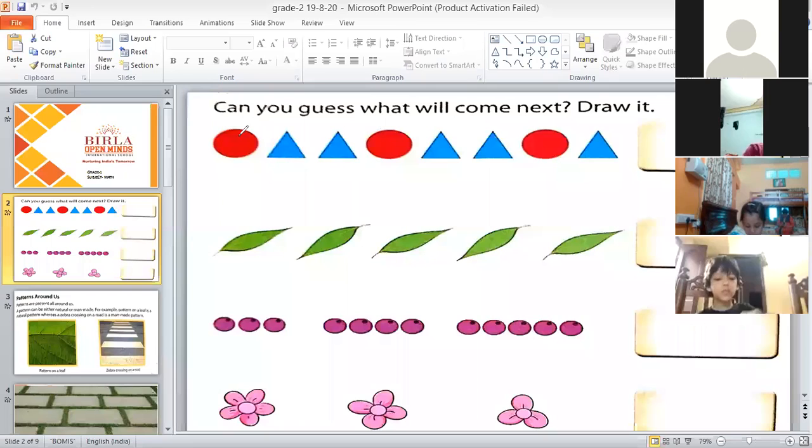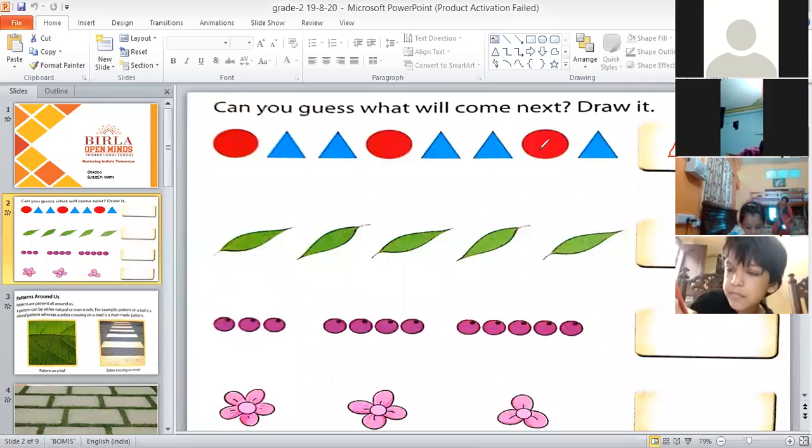Again we'll start. Circle is there, then two triangles. Circle, two triangles. Circle, then again there should be two triangles. Okay. So now what will we do? We will draw a triangle here. So children, you also have to draw a triangle in this box. Okay.